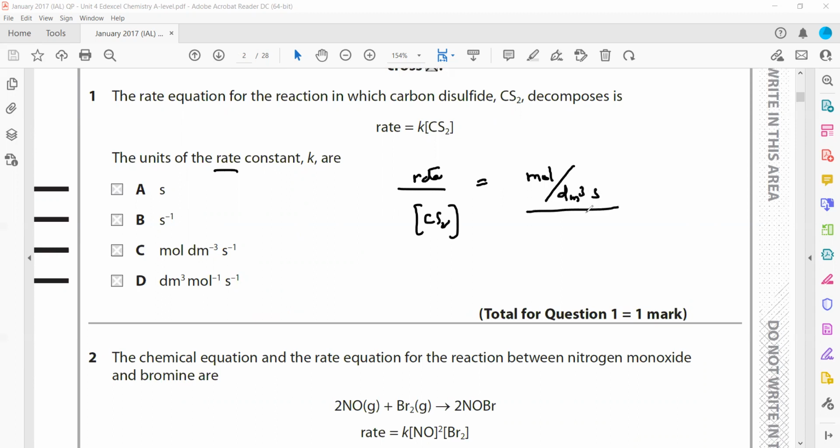per second. And what about the unit of concentration? Unit of concentration is mole per dm cube. So this mole per dm cube cancels with mole per dm cube, so it will come out 1 over second, or we simplify, this will be second inverse, so B will be the right answer.